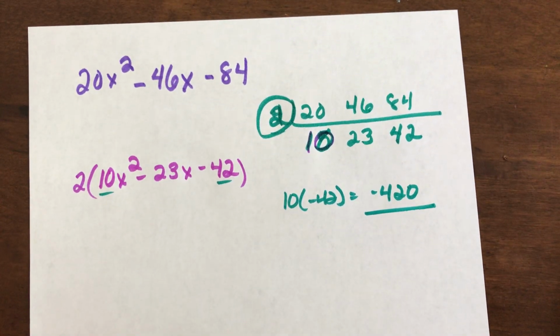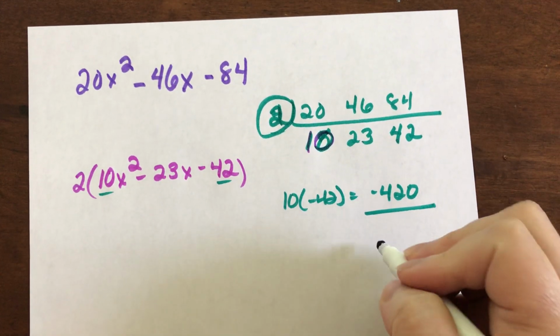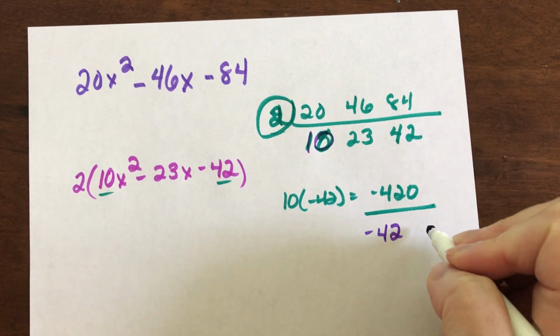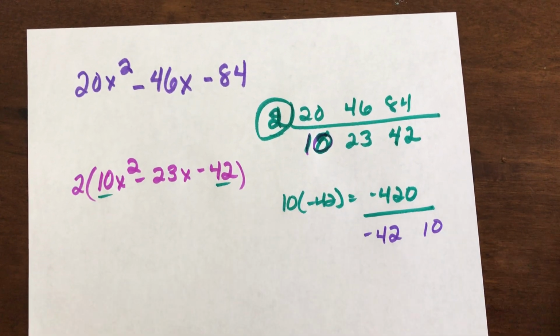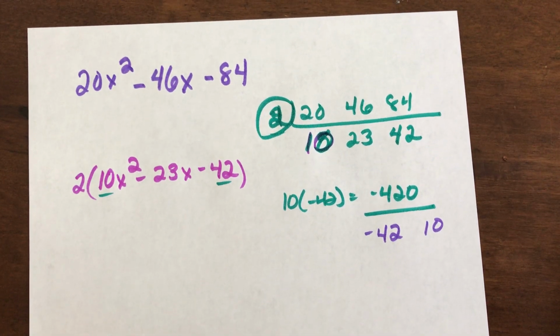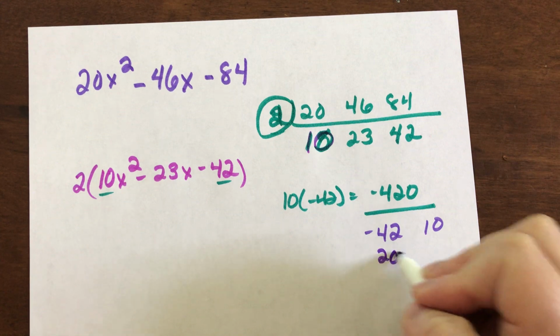All right, we're trying to get negative 23. Well, negative 42 and positive 10 is not going to work. They'll give you negative 32. Let's see, 420 divided by 20. 20 and 21, that's not going to work.